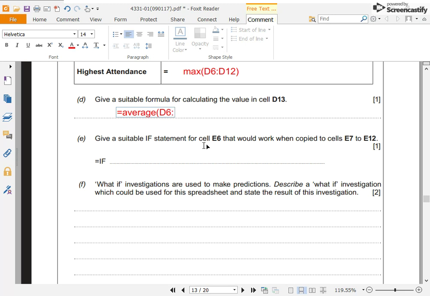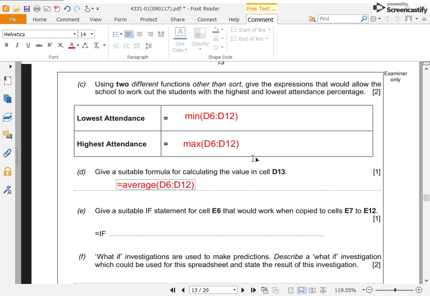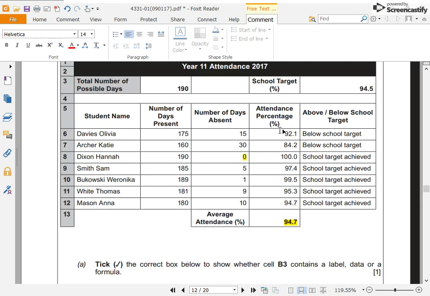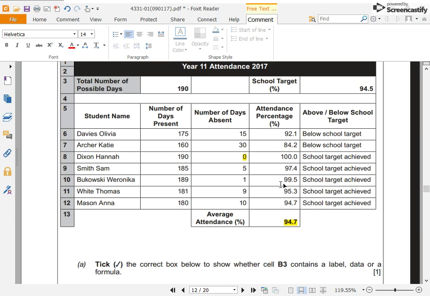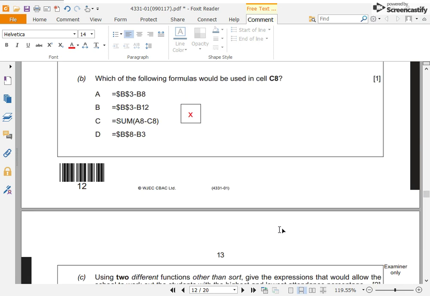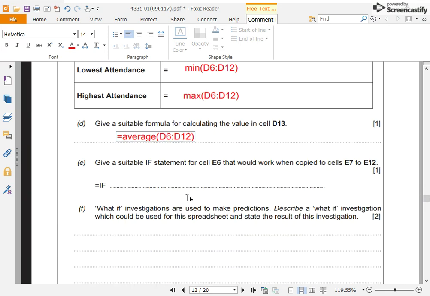D6 to D12. Other ways you could do that is you could obviously add them up, equals sum D6 to D12, and then divide it by however many there are. So 1, 2, 3, 4, 5, 6, 7, that's possible. Or you could do equals D6 plus D7 plus D8 plus D9 plus D10 plus D11 plus D12 divided by 7. Okay, so there's lots of ways. This is clearly the easiest way.